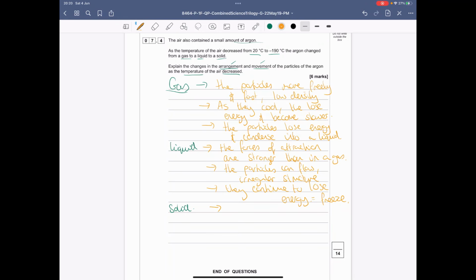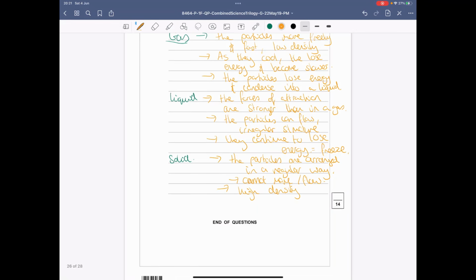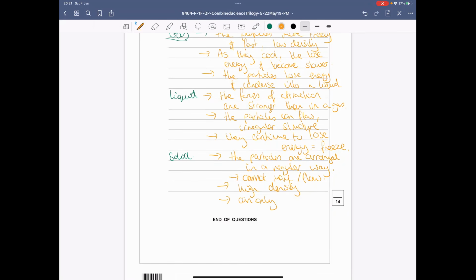Okay, now that is when it turns into a solid, and we know that in a solid, the particles are arranged in a regular way, or regular structure. They cannot move or flow. They have a high density. Okay, and you can also say, although they cannot move, they can only vibrate. And again, there is much less kinetic energy and much stronger forces of attraction.